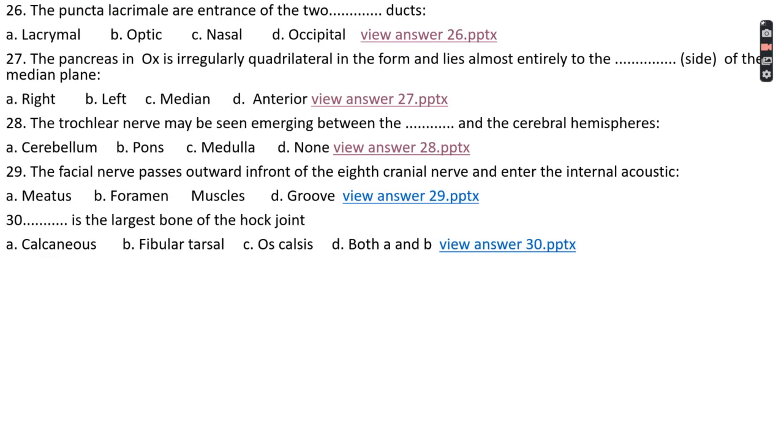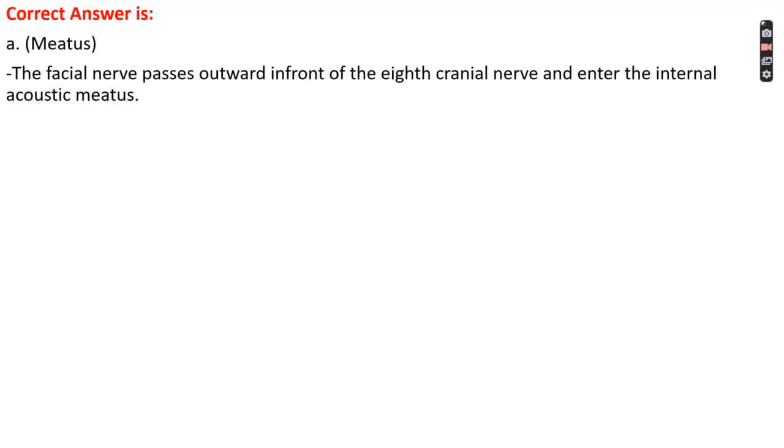Question number 29. The facial nerve which passes outward in front of the eighth cranial nerve and enters the internal acoustic dash. Option A meatus, option B foramen, option C muscles, option D group. The right answer is option A, that is meatus. The facial nerve passes outward in front of the eighth cranial nerve and enters the internal acoustic meatus.